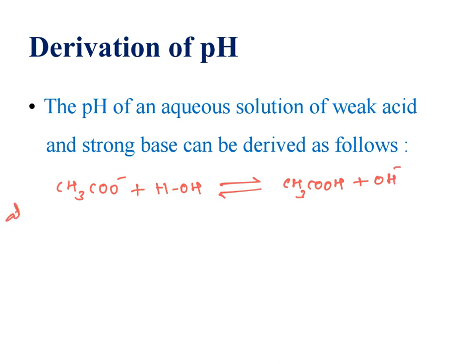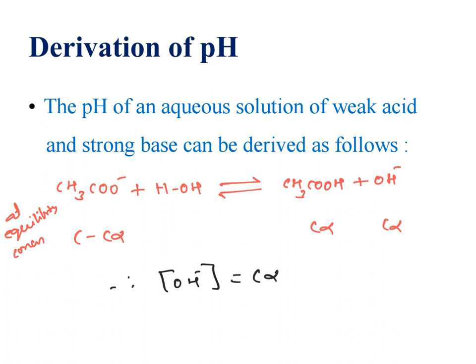At equilibrium condition, we are writing the equilibrium concentration, that is C alpha, C minus C alpha. So from this expression we have OH minus concentration is equal to C alpha. But to write a pH expression we need the H plus concentration. How can we rearrange this?